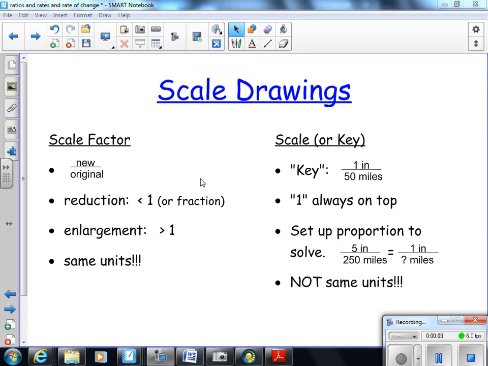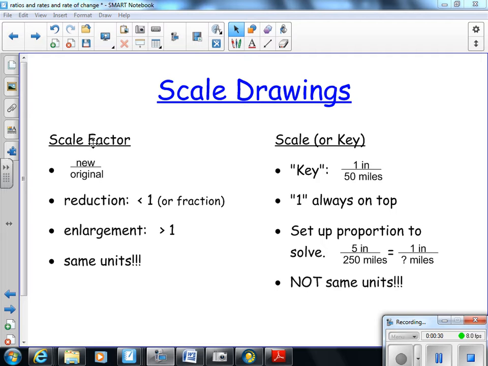Today in 8th grade, we're going to be working on scale drawings. I want to clarify the difference between a scale factor and what we're looking at today, which is the scale, or the key, to a map or a drawing. You've looked at keys on maps. They might have a picture of a map and a key that says every inch on the map is equal to so many miles. That's what we're going to look at today.